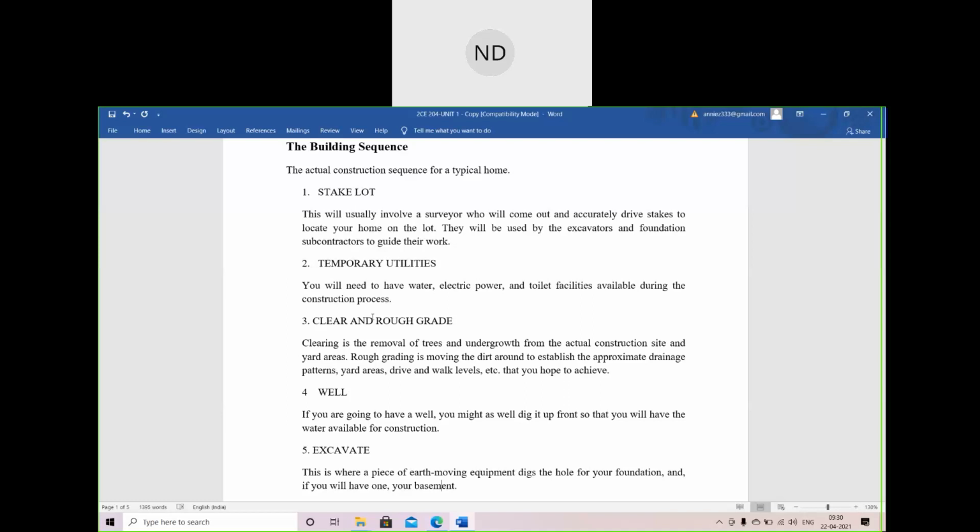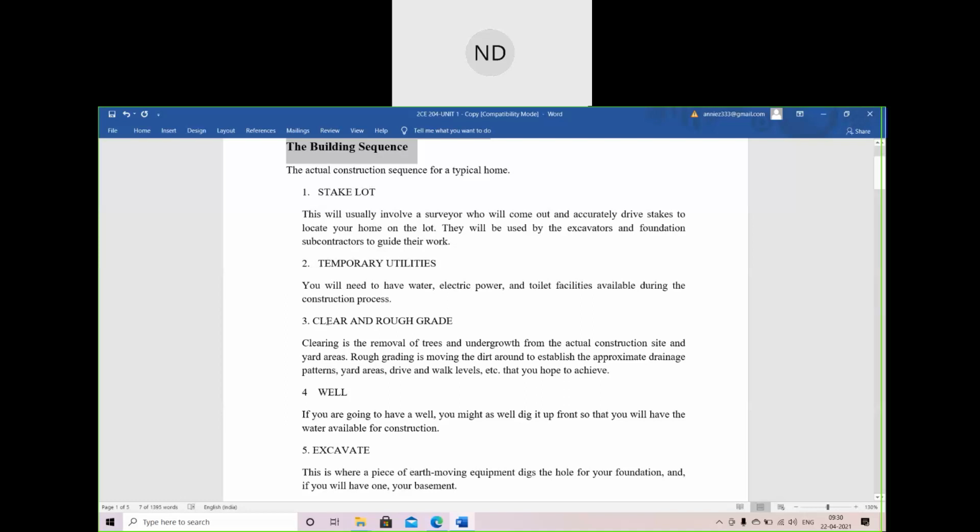Suppose you're constructing something, you will have to know how to start from which part, in what order, which should go first, which should go later. You have to know those steps. That is nothing but your building sequence, which we are going to talk about today. Here you will get the description of the actual construction sequence for a typical home. There are different steps which you need to follow when constructing a building.